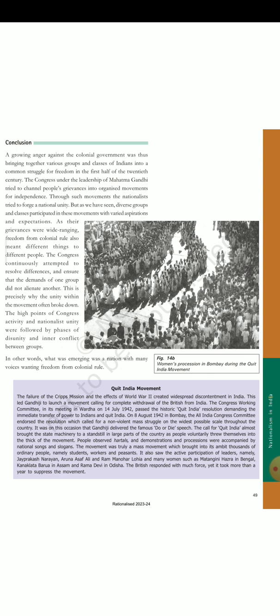Conclusion. A growing anger against the colonial government was thus bringing together various groups and classes of Indians into a common struggle for freedom in the first half of the 20th century. The Congress under the leadership of Mahatma Gandhi tried to channel people's grievances into organized movements for independence. Through such movements the nationalists tried to forge a national unity. But as we have seen, diverse groups and classes participated in these movements with varied aspirations and expectations.